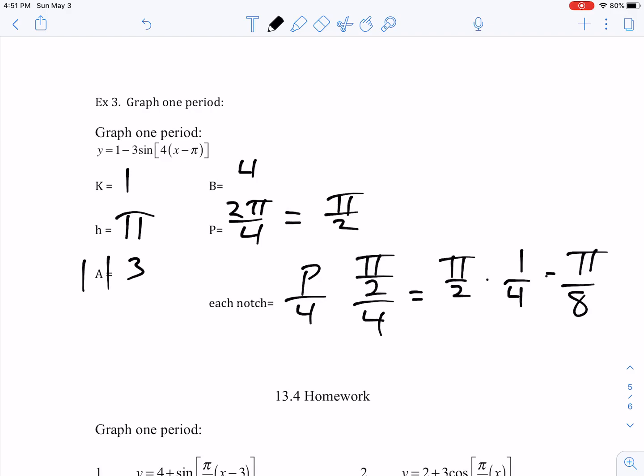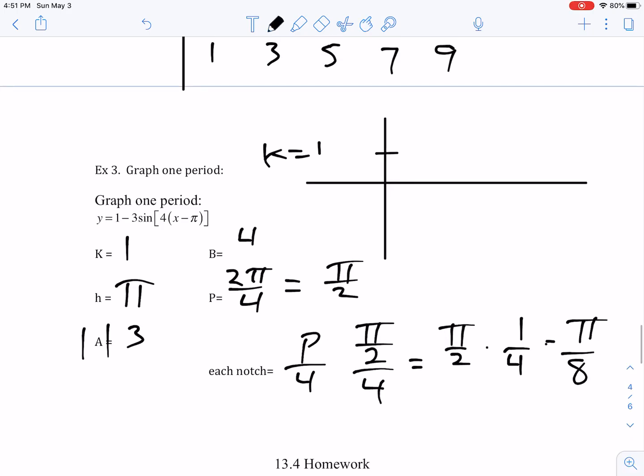Good. Okay, so here we go. I'm going to graph it up here. Okay, again, the graphs all look the same. Take a look at this. Okay, where's K? K is at 1. Mark it. K equals 1. What's our amplitude? 3. I'm going to move this a little bit. The amplitude is 3. So K plus A equals 1 plus 3 is 4.